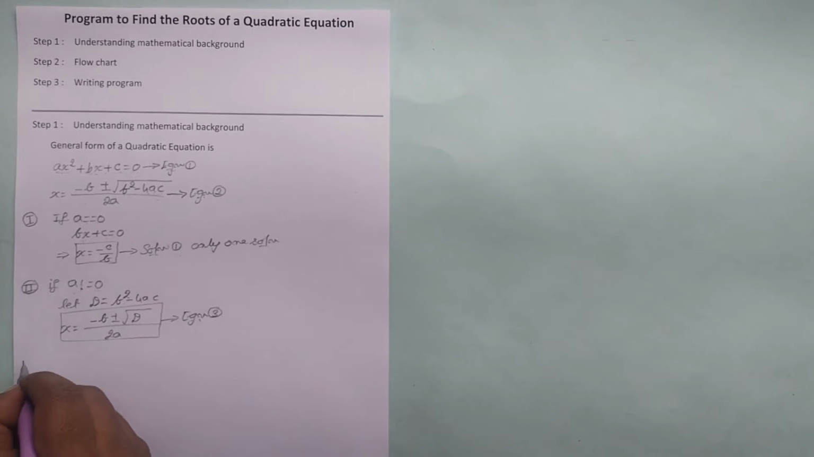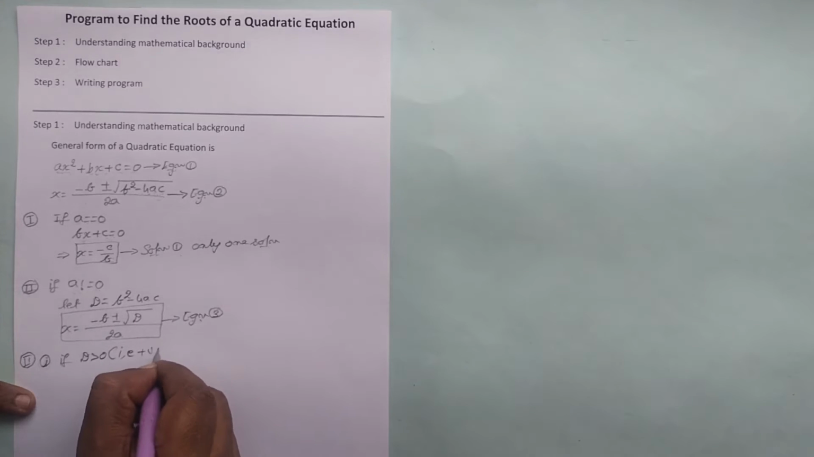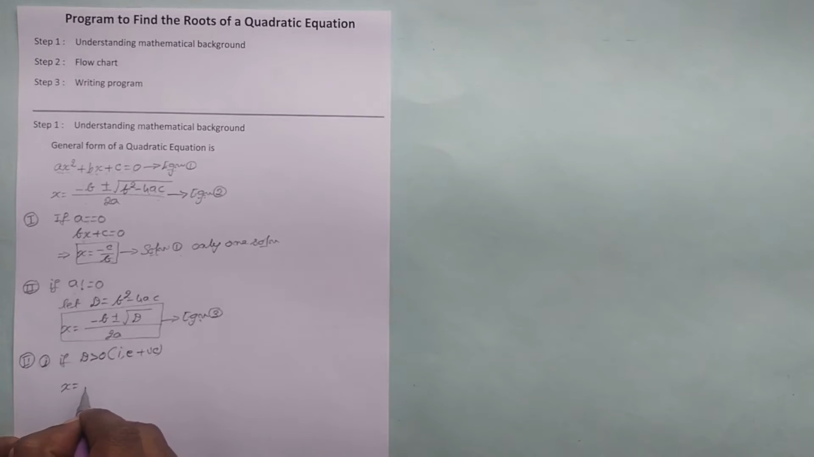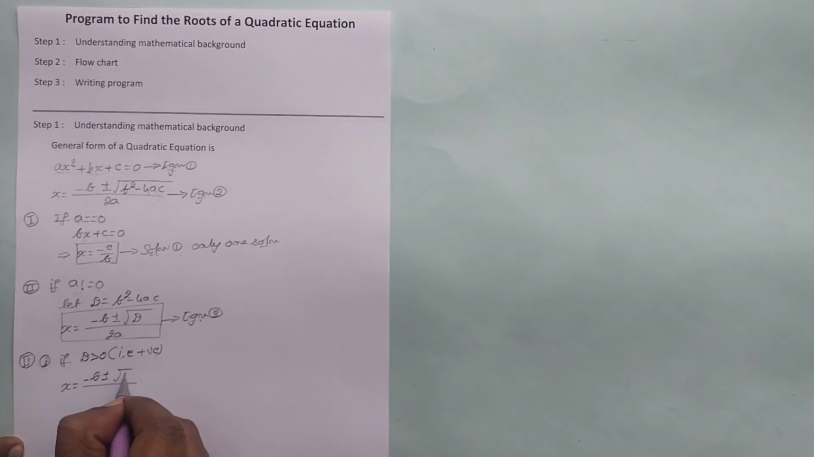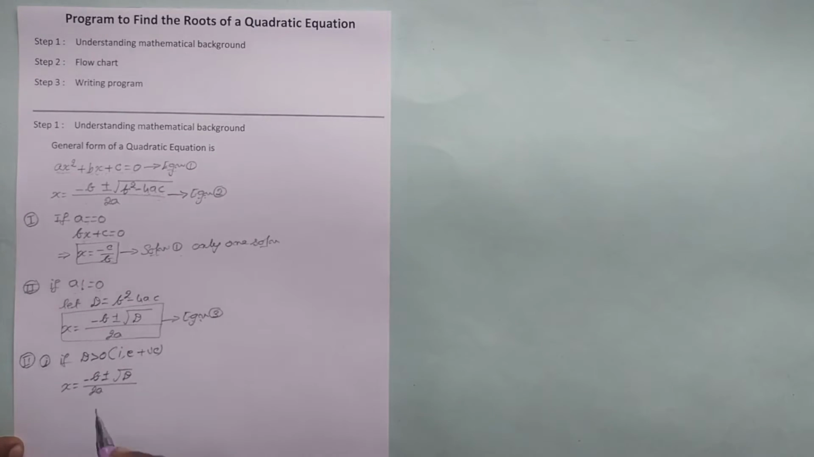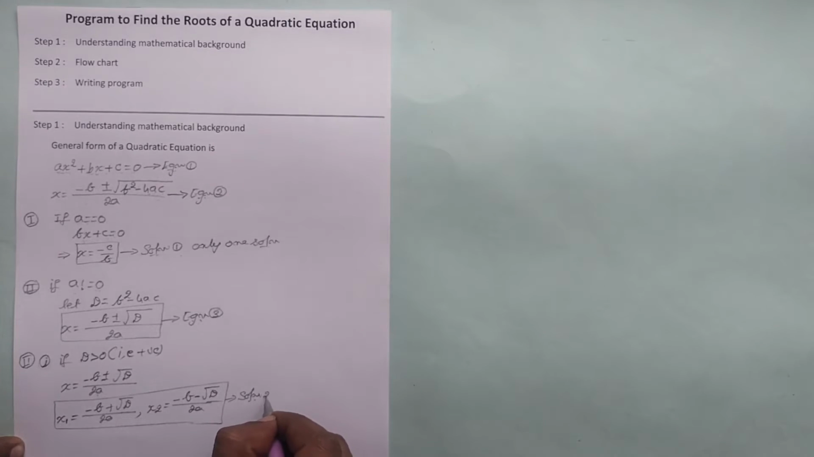Then within the second main case, first case: if the value of D is greater than 0, that is positive, then x is equal to minus b plus or minus root of D by 2a. Then x1 is equal to minus b plus square root of D by 2a. The second root is x2 is equal to minus b minus square root of D by 2a. We got two roots. Why? Because it is a quadratic equation. Let us call it solution number 2. These roots are called real and distinct.